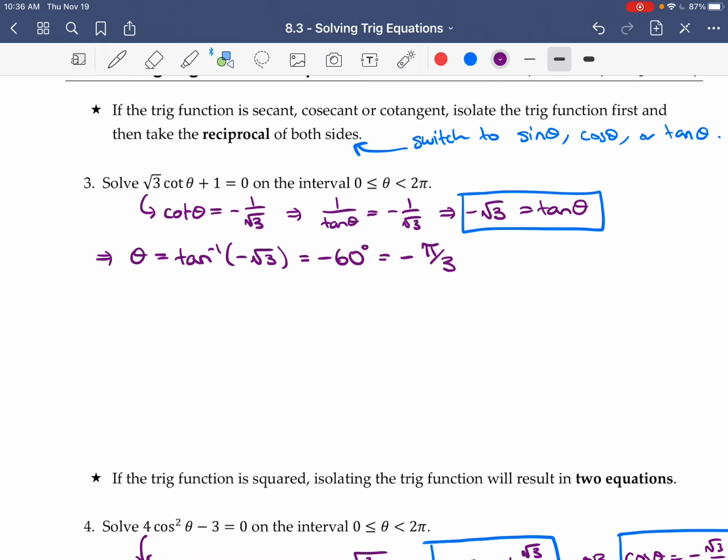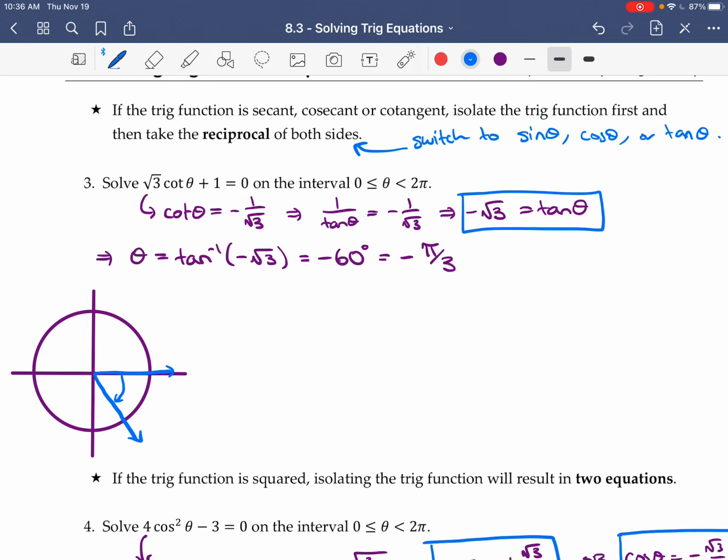So we could think about it on a picture. Okay, so negative pi by 3 is down here. Okay, so we're going clockwise instead. Obviously, this is not in my interval. So what I would want to do is find a coterminal angle to negative pi by 3. So we just add 2 pi to that.